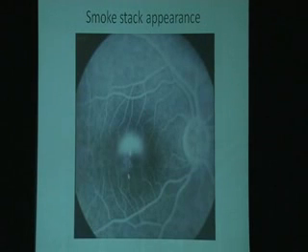Can you see this? Mushroom shaped leakage. This is your smokestack appearance of CSR. CSR is a disease of which age group? Young males. What is the treatment of CSR? It is self-limiting. Okay.